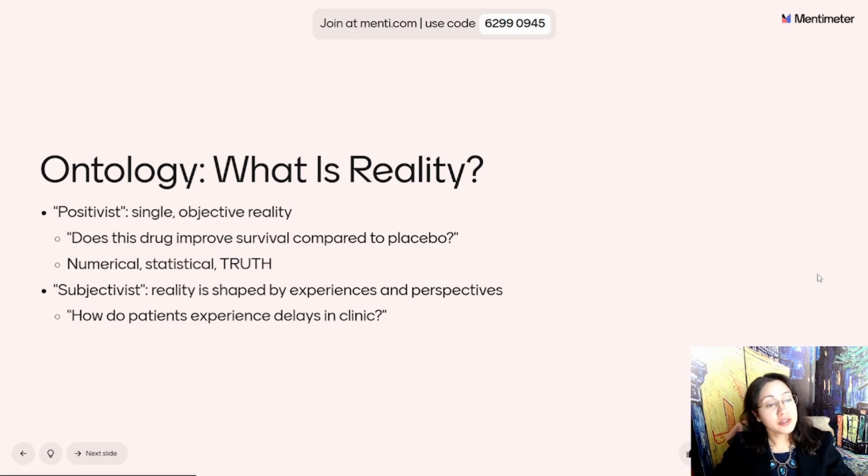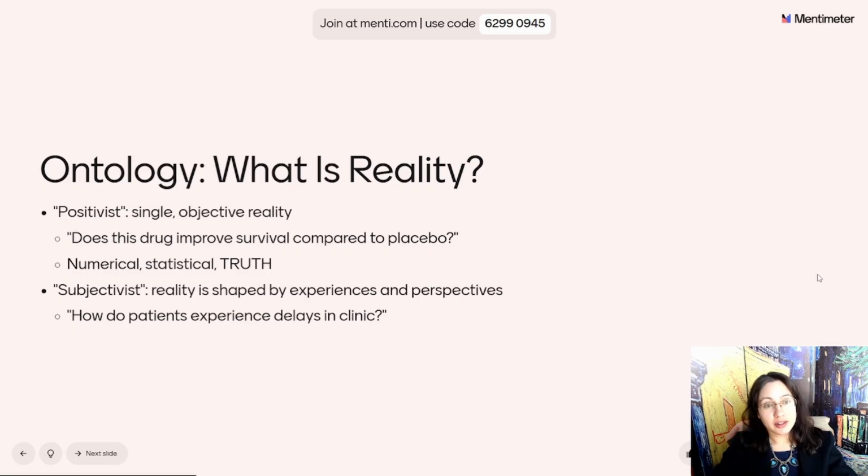Now, when we're talking about quantitative research, the ontology that's typically used is called positivism or positivist ontology. This means that there's a single objective reality that we are trying to find. For example, the research question, does this drug improve survival compared to placebo? You can see that that would be answered with yes or no. There's one absolute truth that we are trying to get to, and we're going to use numbers, we're going to use statistics and p-values and confidence intervals to try and find that one singular truth.